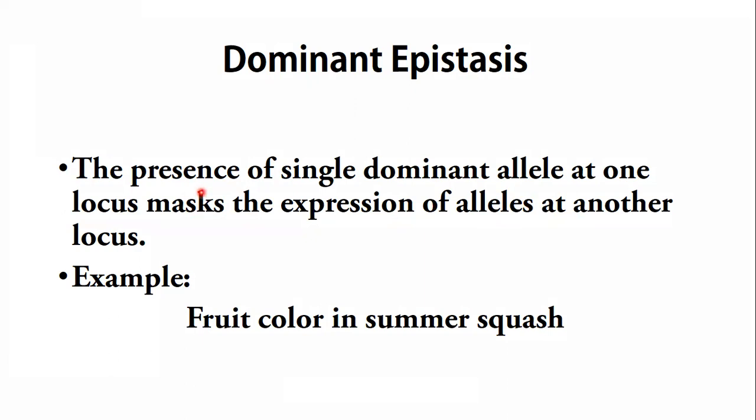So if a dominant allele is present on an epistatic gene, then it masks the expression of the hypostatic gene. So if a single dominant allele is present at one gene, it masks or hides the expression of another gene. Its example is the fruit color in summer squash.